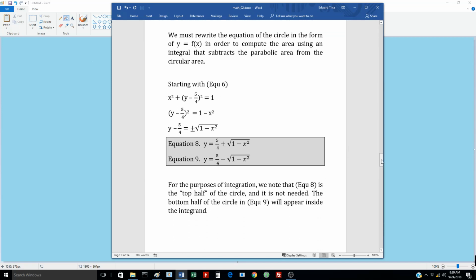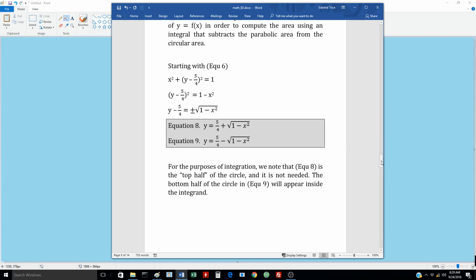You have to rewrite the equation of the circle in the form y equals f of x. Remember, we have it in terms of x squared and y squared, and some additional terms for the circle. So starting back at equation 6, x squared plus y minus 5/4 squared equals 1, what we want to do is put x on the right hand side. So we subtract x squared from both sides of the equal sign, and then we have an expression for y minus 5/4 squared. Well, take the square root of both sides.